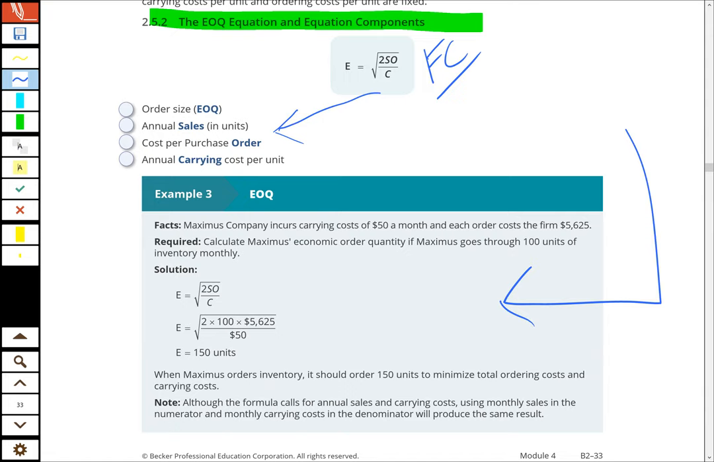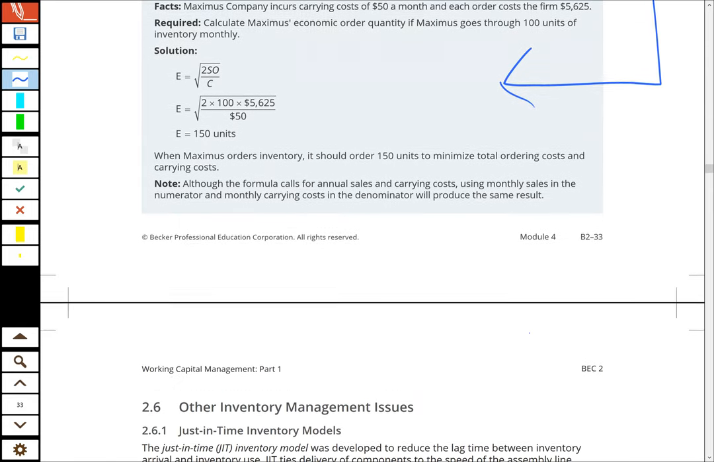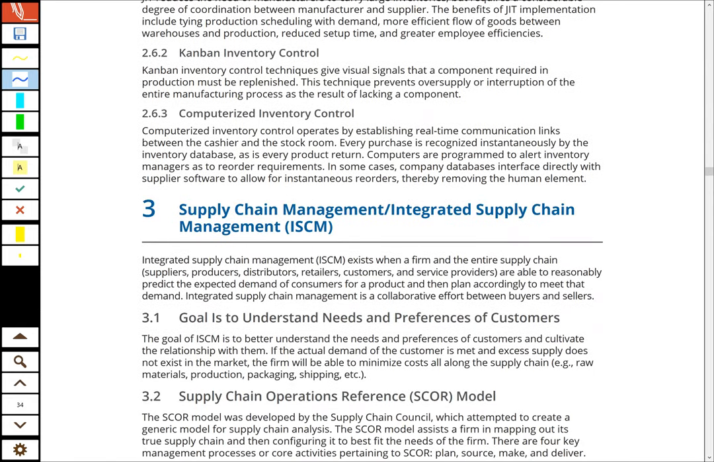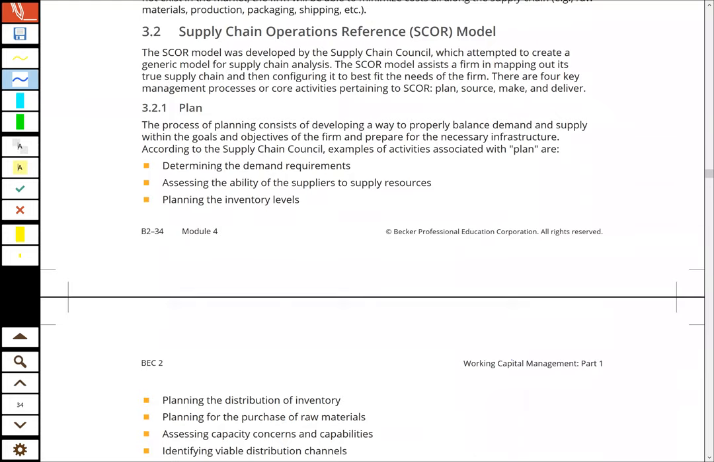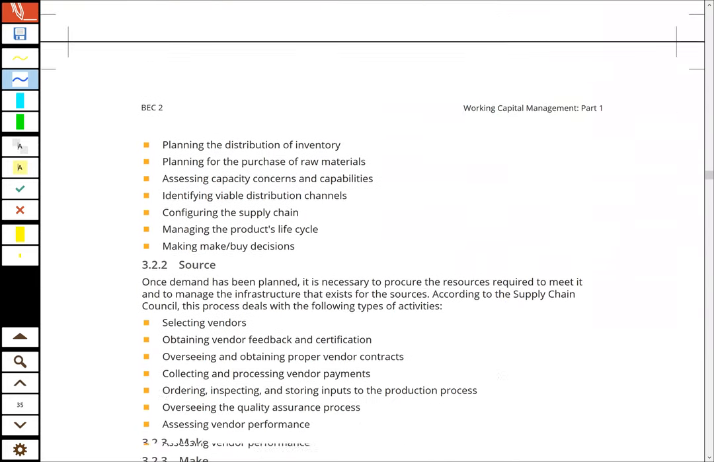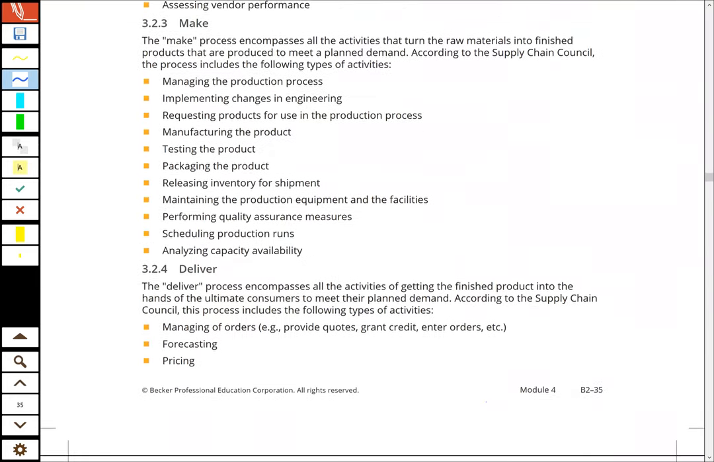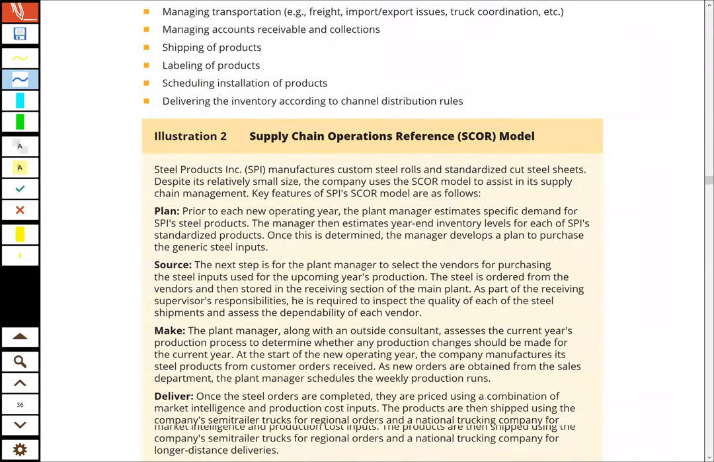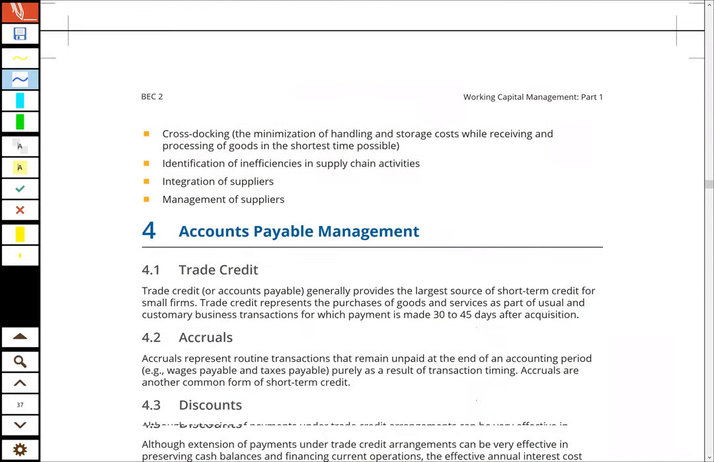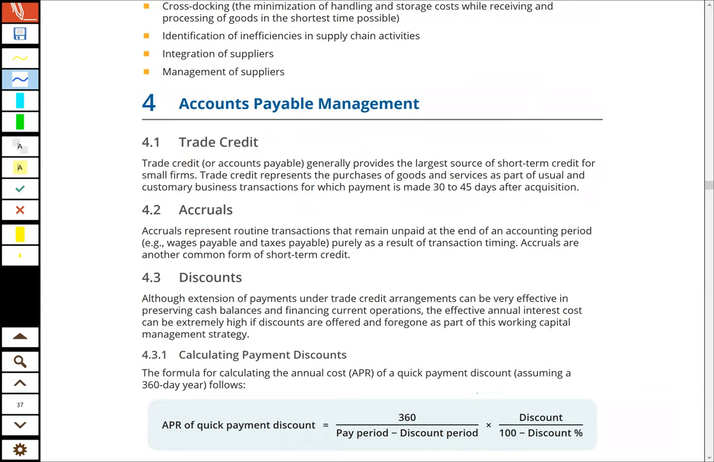Okay, good. So let's turn our attention from inventory management. We talked about cash and accounts receivable last time. Let's take a look at another component of our working capital now, all the way over on page 37, which is going to be our accounts payable management. Let me drink some water here real quick.